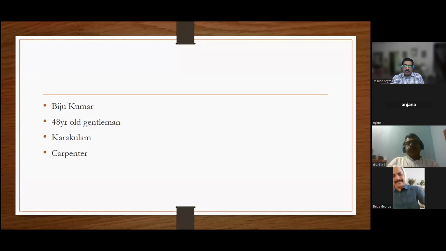Southern Chinese population, nasopharyngeal malignancy, not sinonasal malignancy. Rhinoscleroma is common in North India, not South India. Okay, right. Can move on.